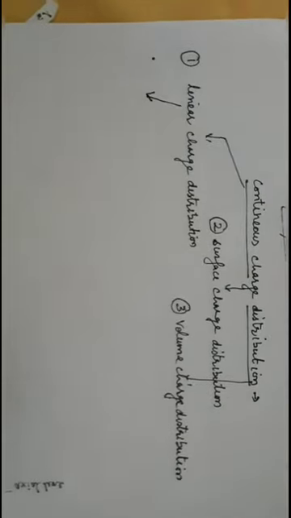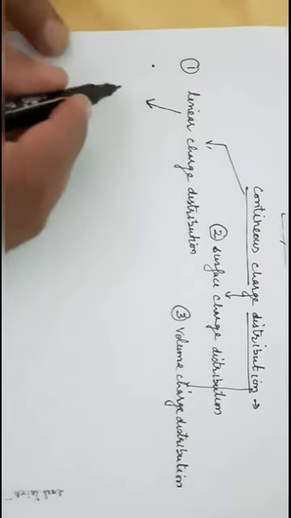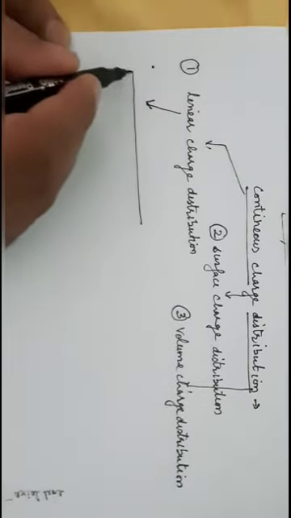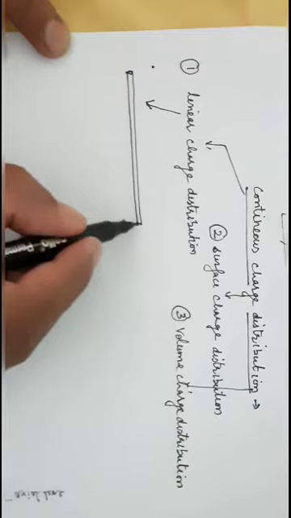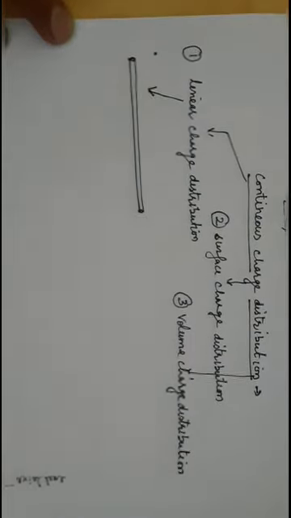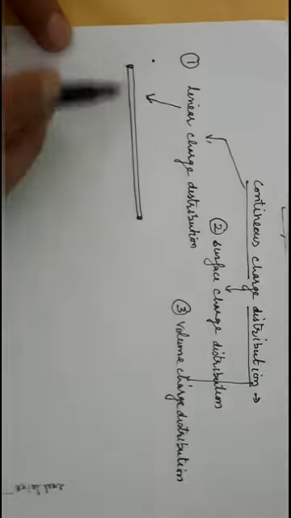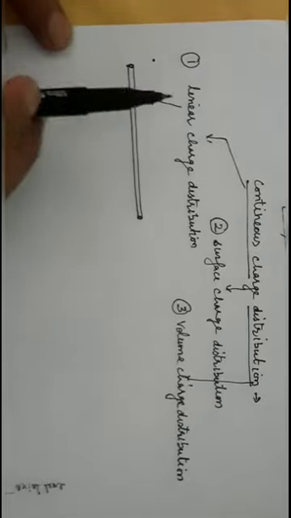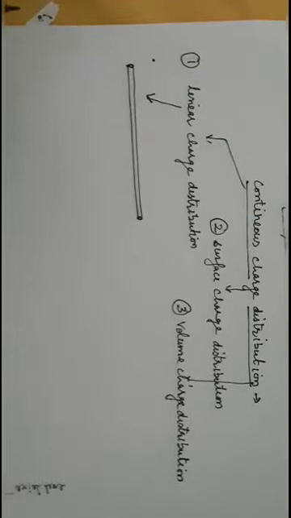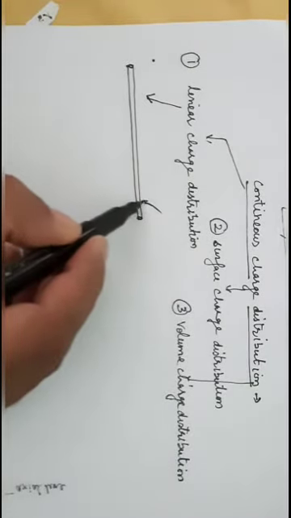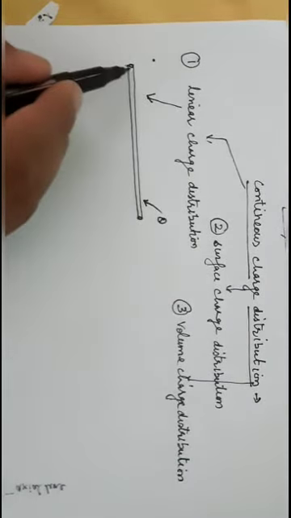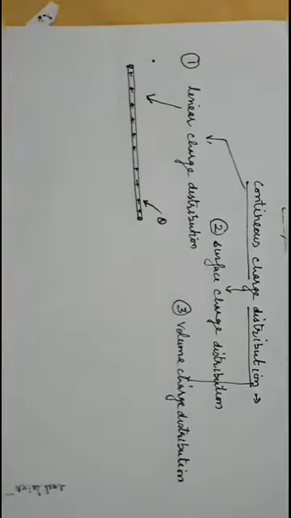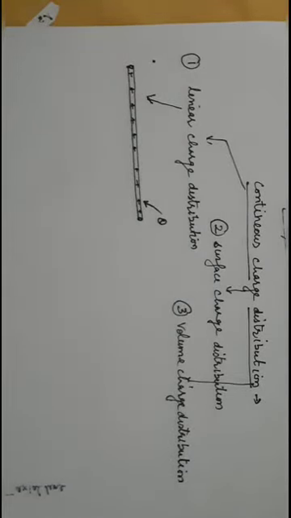In the case of linear charge distribution, the charge is distributed over a line or a rod whose thickness is negligible compared to its length. This is a rod whose radius, whose area of cross section, is negligible compared to its length. Then we can say that this is linear. Whenever you give a charge to this rod, suppose Q charge is given, and you distribute it uniformly over the whole rod, then this type of distribution is linear charge distribution.